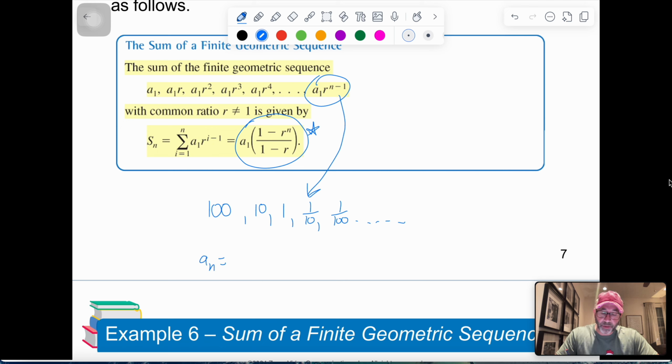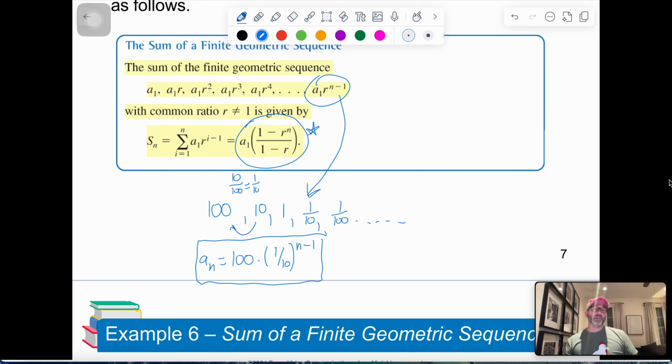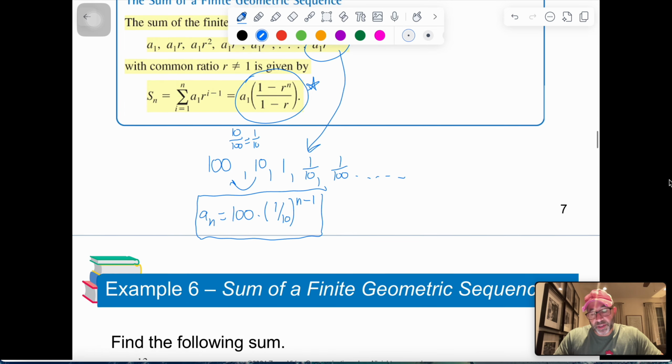It's whatever your first term is, so 100. My common ratio is 10 divided by 100, which equals 1/10. So my common ratio is 1/10. And then my n minus 1. This would be the formula that can help me find any term in this series. If I want to find the 5th term or the 14th term, I just plug in that value for n. But let's talk about the sum part.